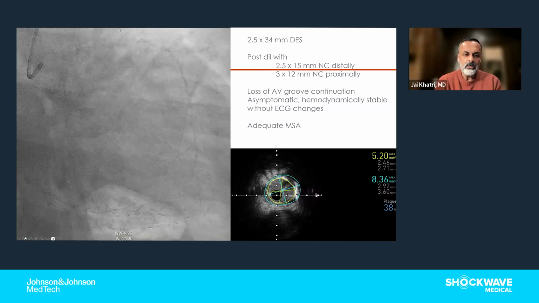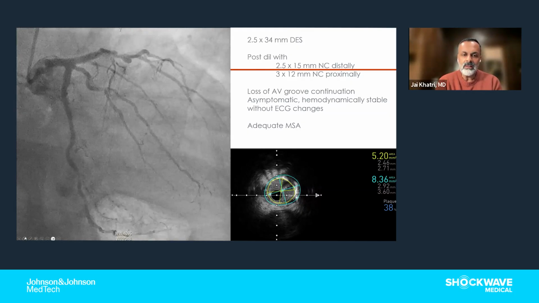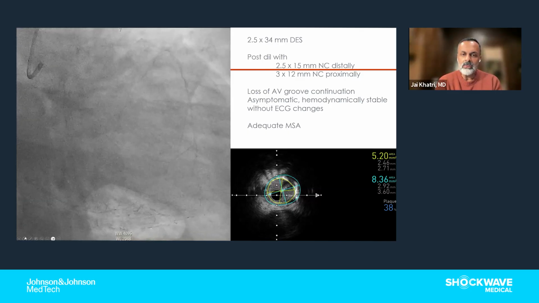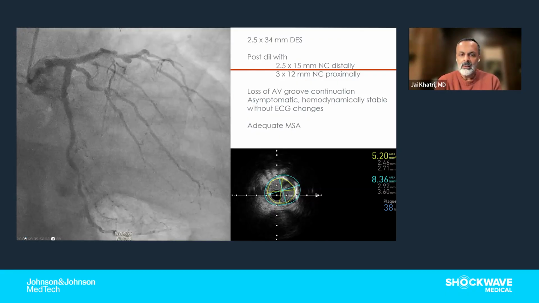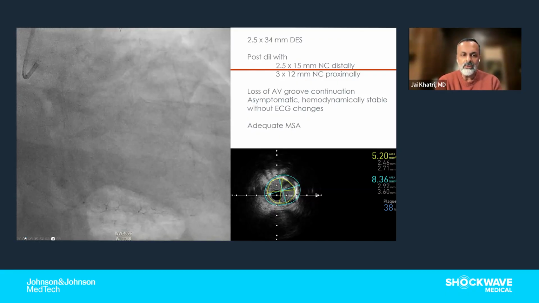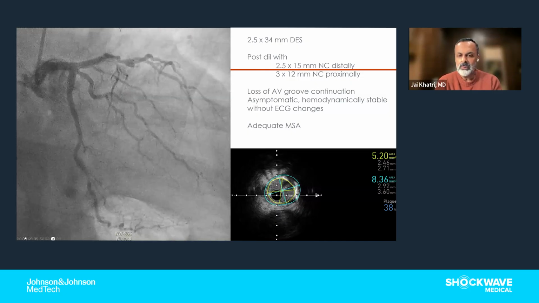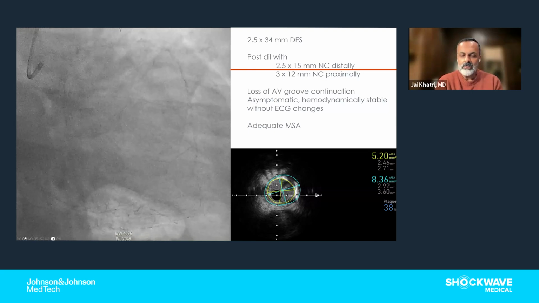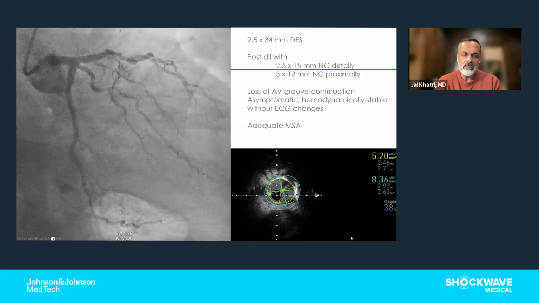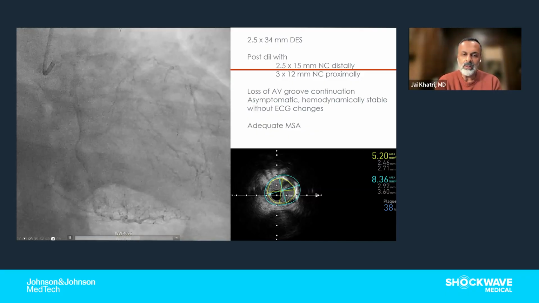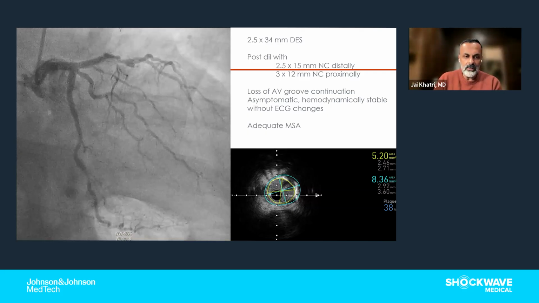we got a good angiographic result within the stented segment, but as things go, we lost the continuation of the AV groove circumflex. So the stent went in, was expanded, was post-dilated appropriately, lost the AV groove continuation. Patient was entirely asymptomatic without any EKG changes. I thought we got a reasonable MSA, which you see in the right lower panel. And that was sort of how we concluded this case. It was sort of less is more in this case, where we didn't have a lot of reserve to work with. I don't know if you guys have any comments on that.